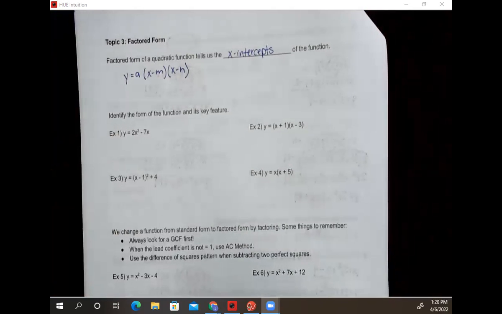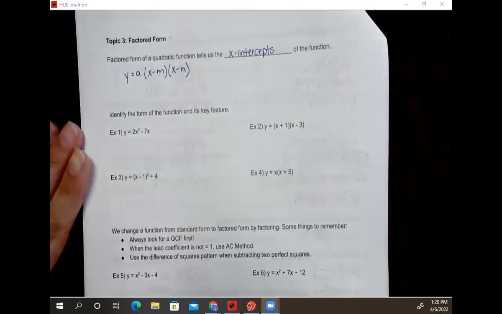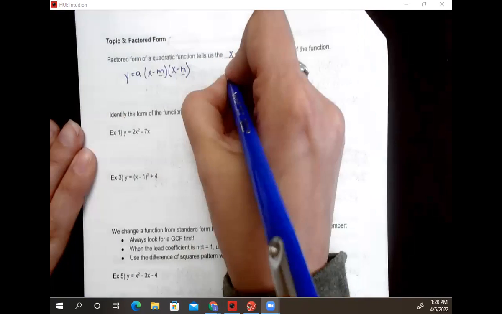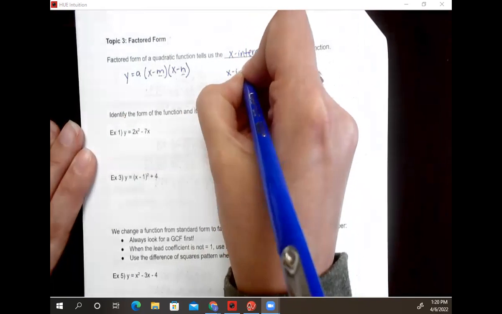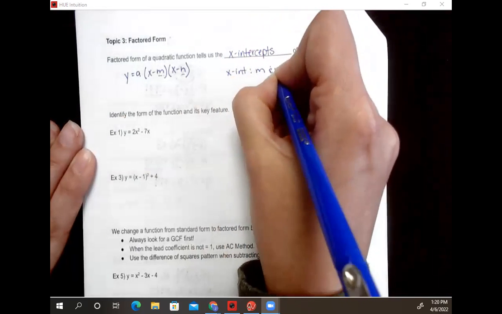So it tells me about the shape of my graph. Am I opening up or down? Are we stretched or compressed at all? So that a value is the same as it was for our other function formats. But this time we get x-intercepts, and they come from here and here. So our x-intercepts would be m and n.